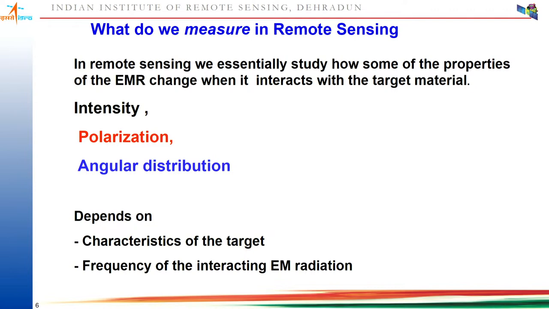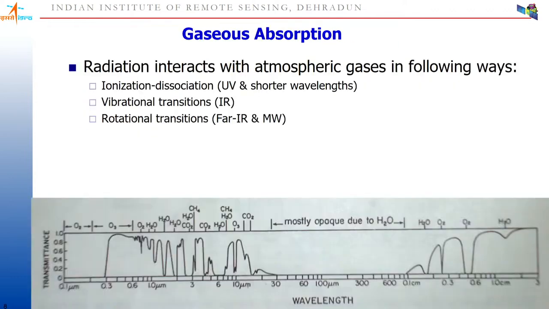So of course this depends on the characteristics of the material, that is, what is the size of it, what is the refractive index, and so on, and also the interaction of the electromagnetic radiation, the wavelength or the frequency. So when electromagnetic radiation propagates in a medium, two things can happen.